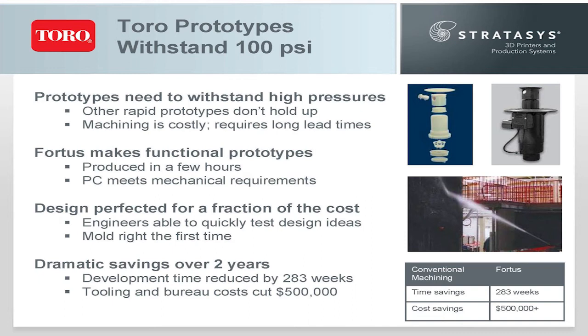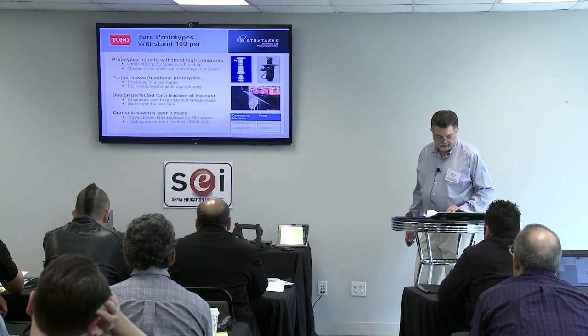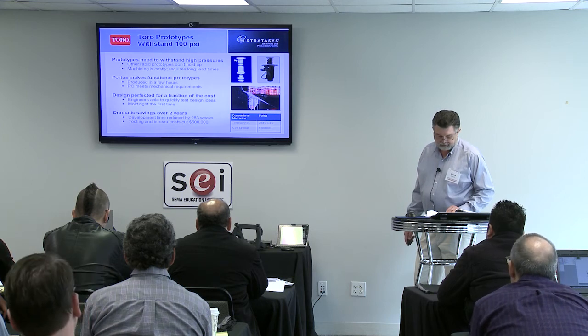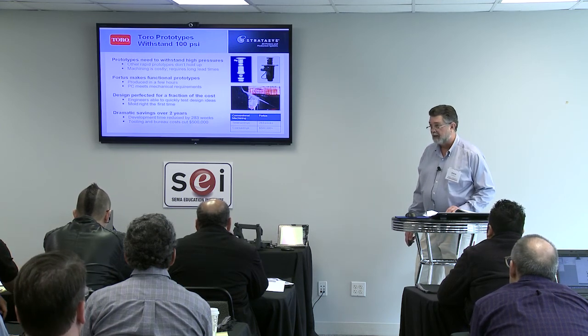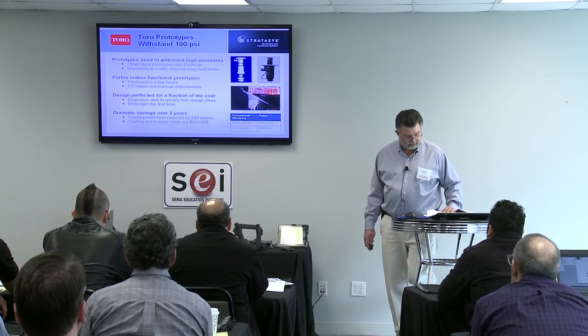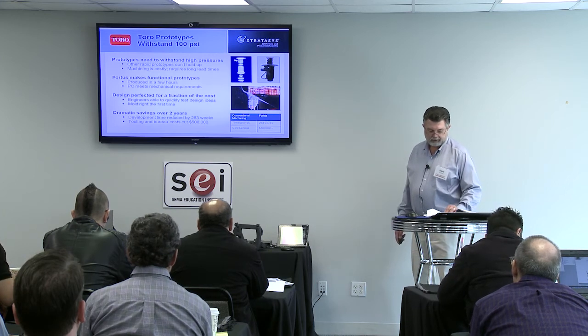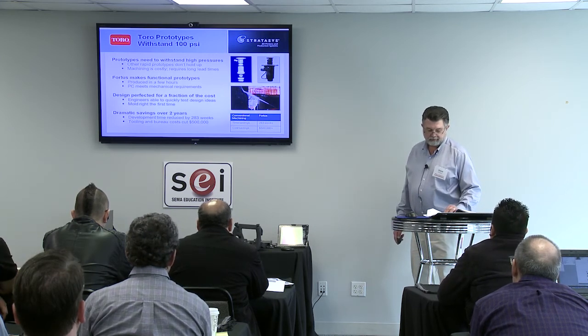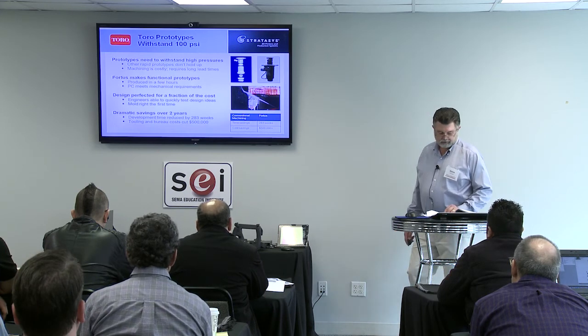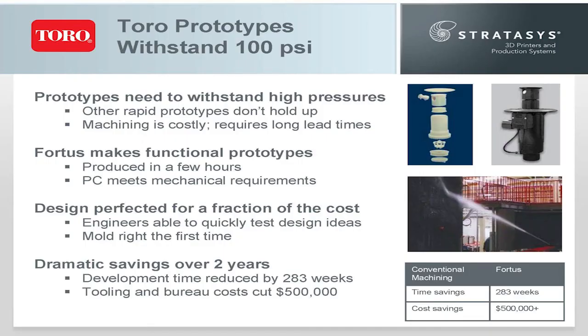Toro Irrigation Products Division makes commercial consumer water sprinklers, valves, and controllers. Golf courses use a lot of the Toro products that come from this facility. The challenge at Toro was that they recently redesigned a sprinkler and needed prototypes that could withstand 100 psi water pressure testing. But the machined functional prototypes used in the past were expensive and time-consuming to make. Solution, once again, Toro used a Fortis system to produce functional rapid prototypes that handle 100 psi pressures.